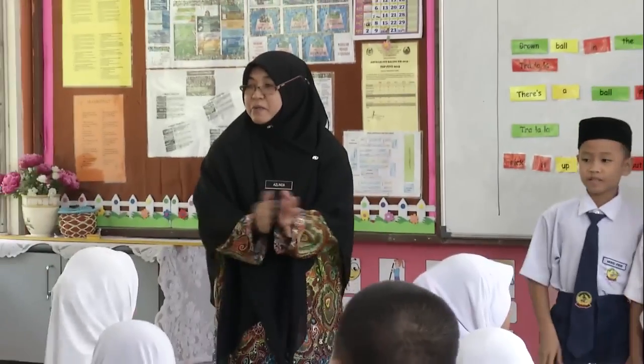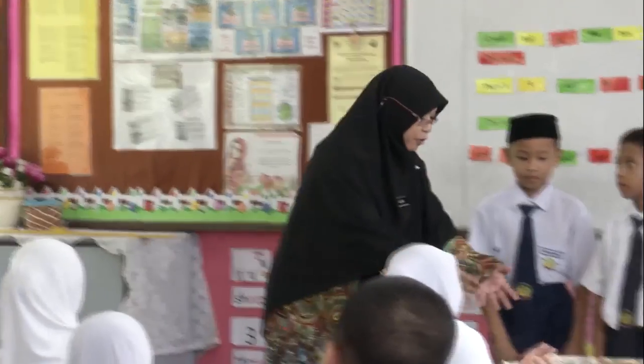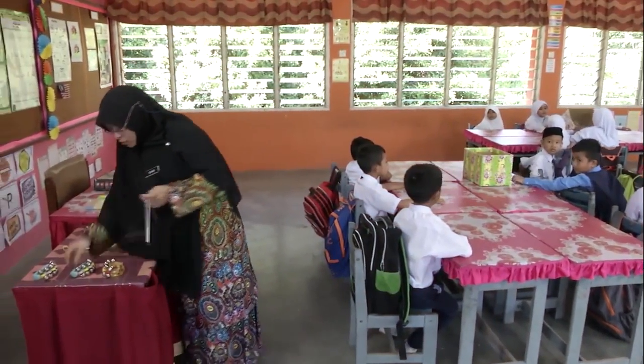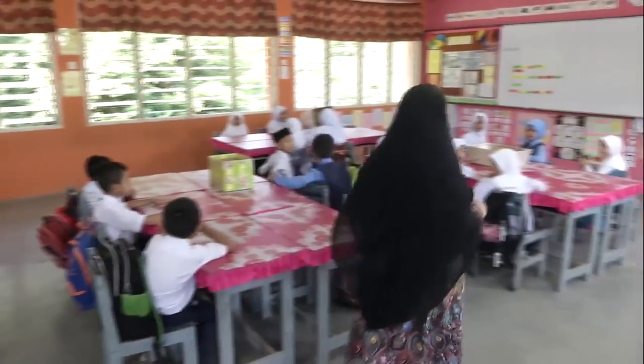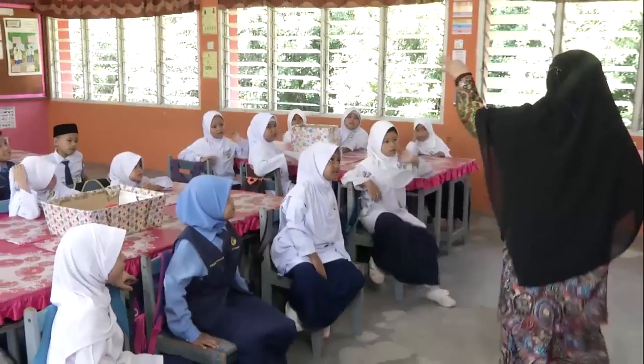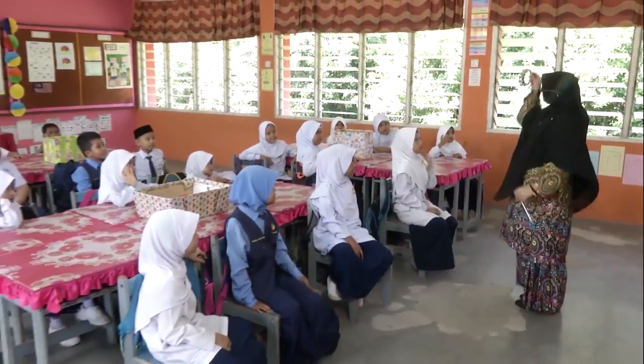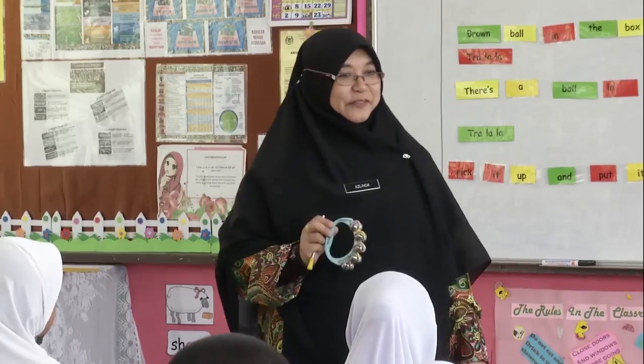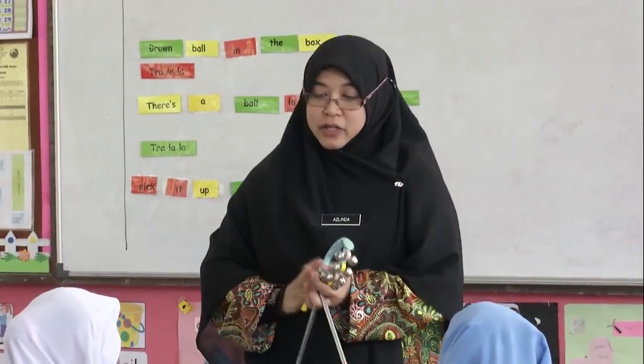Very good. Give them a big hand, everyone. Okay, thank you. Please take your ball and box. Do you know what this is? Triangle. And what is this? Bell. Very good. Bell. Hand bell. Okay, you just hold.